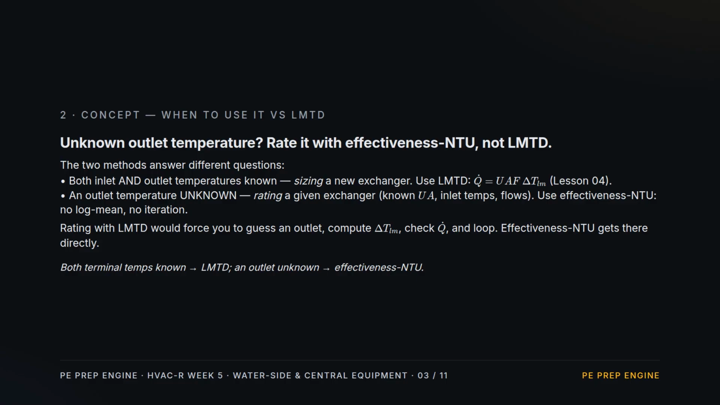Concept 2. Method choice, and it is a favorite exam decision. If you know all 4 terminal temperatures, you are sizing an exchanger. Use LMTD. If an outlet temperature is unknown, you are rating a given exchanger. Known UA, inlet temperatures and flows. Use Effectiveness-NTU. Forcing LMTD onto a rating problem means guessing an outlet and iterating the log mean. The effectiveness method reaches the answer in one pass.